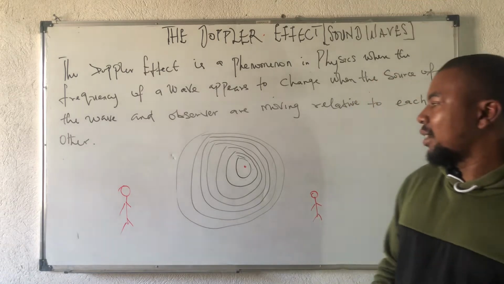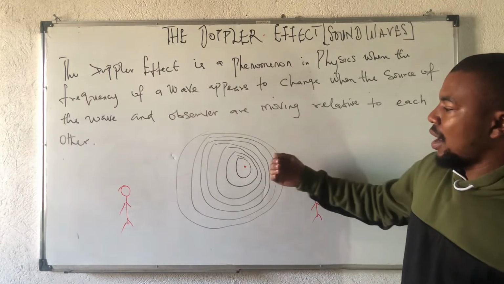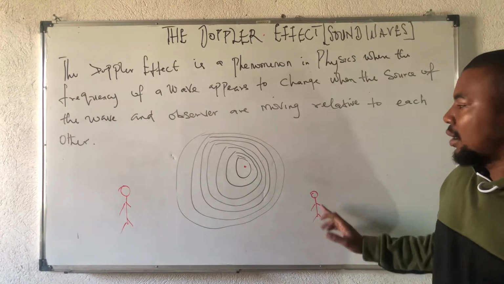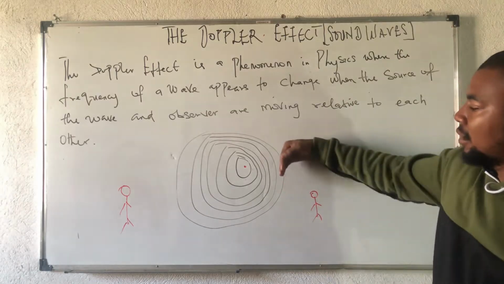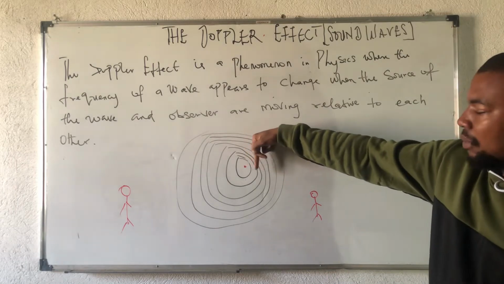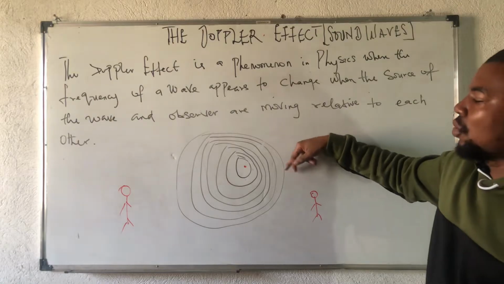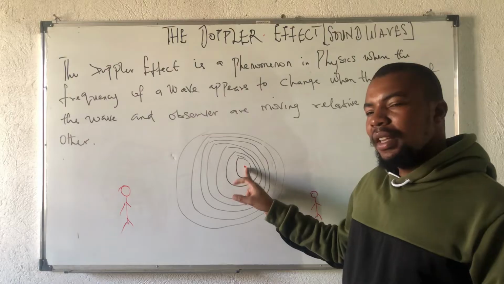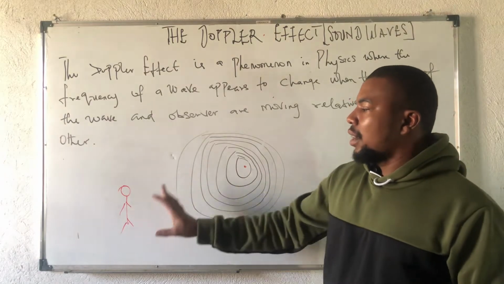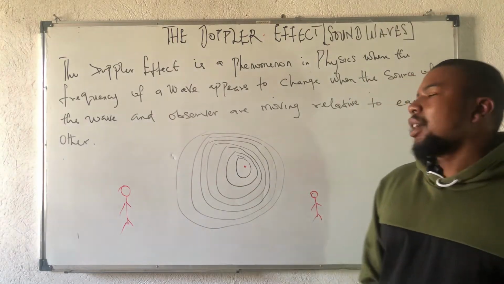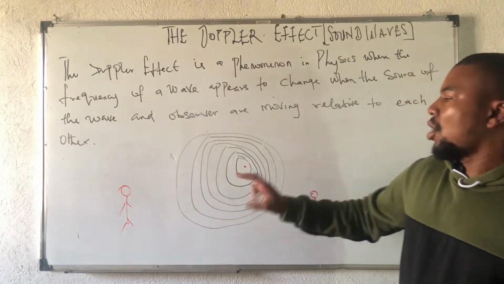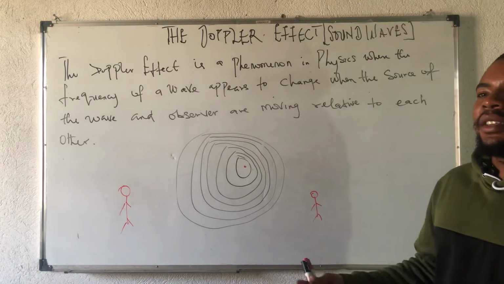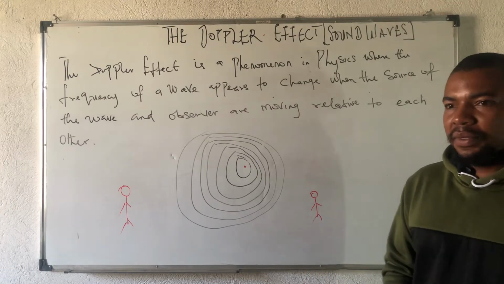Why is that? It is because the waves are compressed. As they approach the first observer, they tend to be compressed because the source is moving towards this observer. But as the source leaves the second observer, the waves are going to spread out, so it becomes less frequent compared to this. So that is why the Doppler effect happens, and we see this in our day-to-day lives.